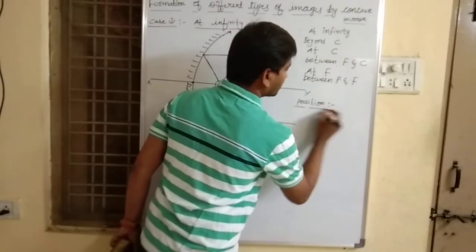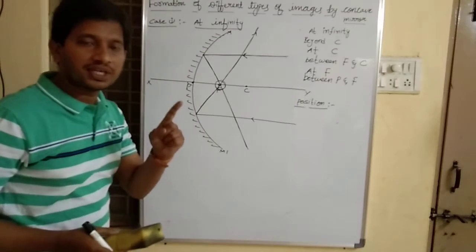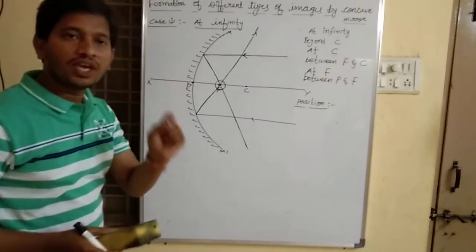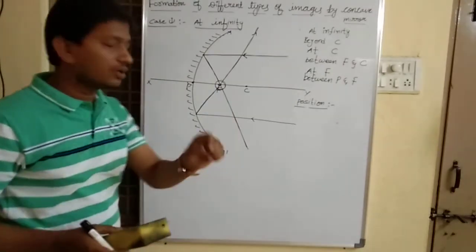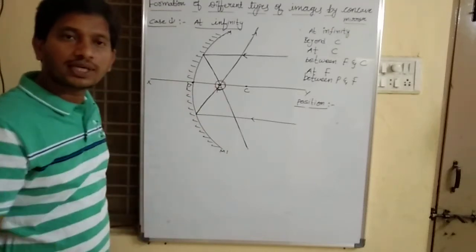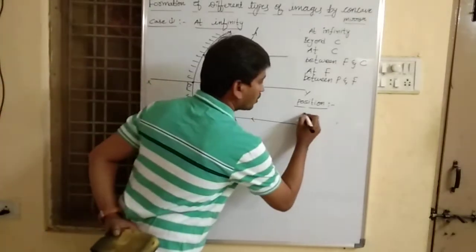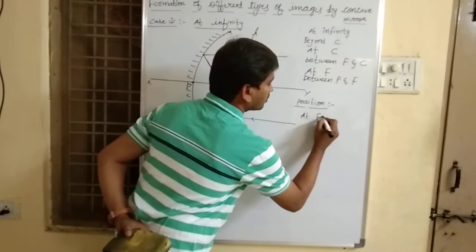They are the characteristics of an image. The first characteristic is position. Where these 2 reflected rays met, they met at focus, right? So the position of the image is, we got the image at focus.